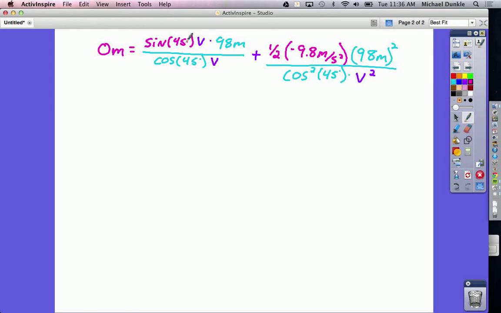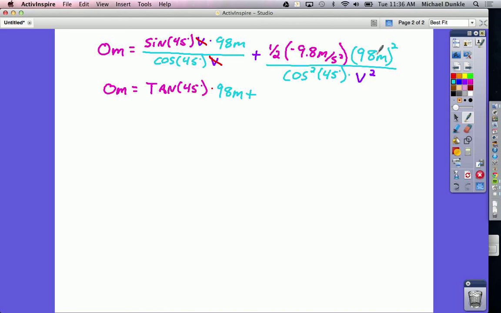My sine of 45 over cosine of 45 is going to turn into tangent of 45 degrees. And I have a velocity divided by a velocity, so those will cancel out. And I'm left with just the 98 meters.